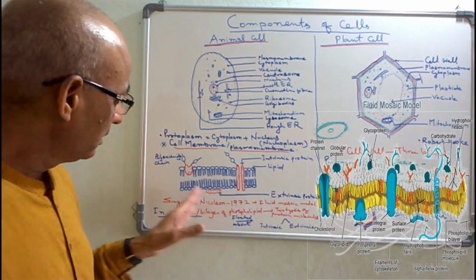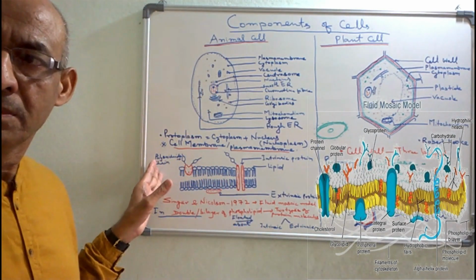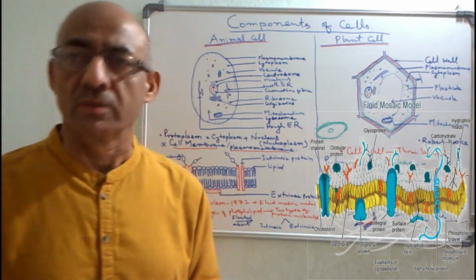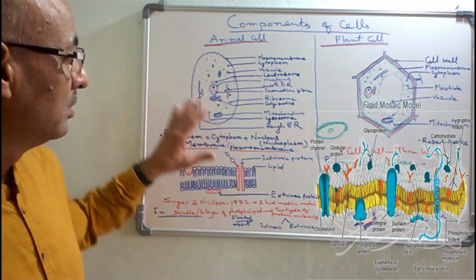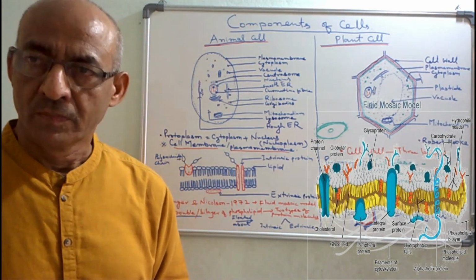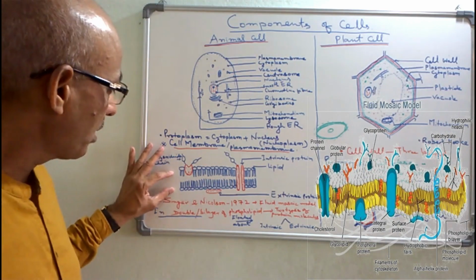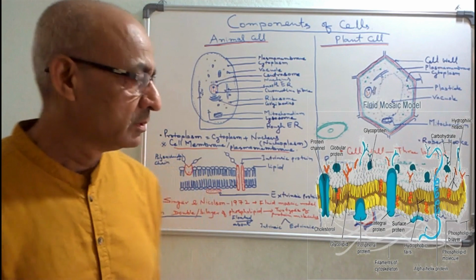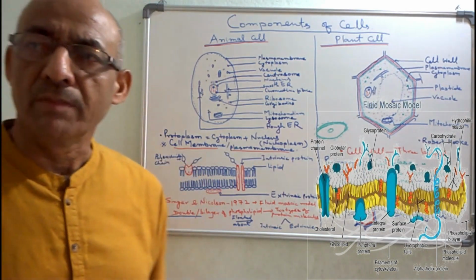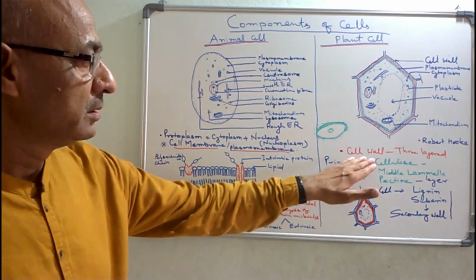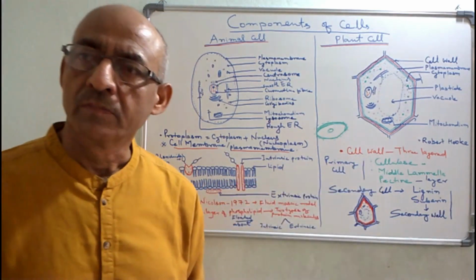Thus, this layer maintains the composition of the cytoplasm. This is the very important function of this layer, the cell membrane. Now we will discuss the cell wall.